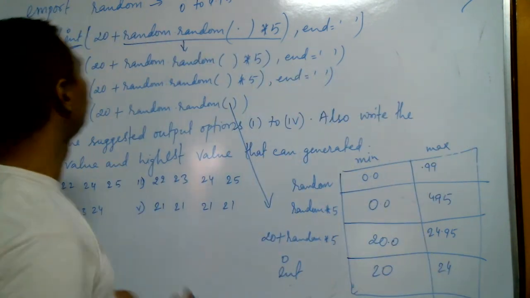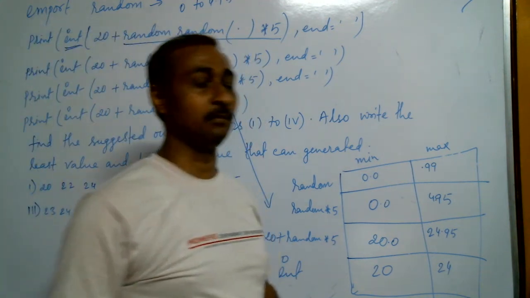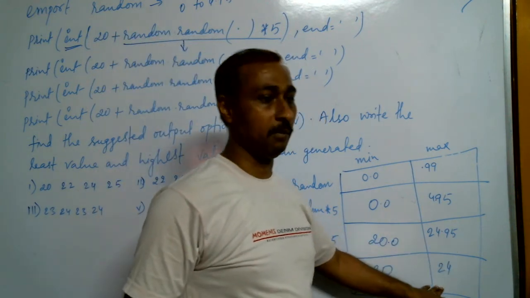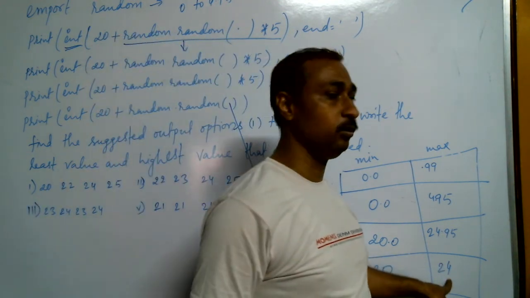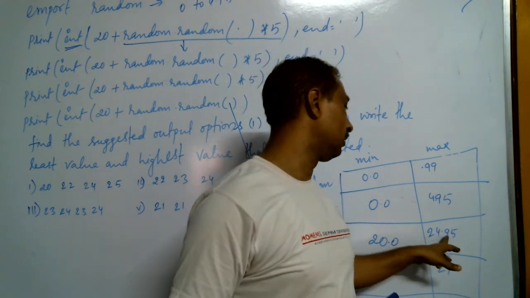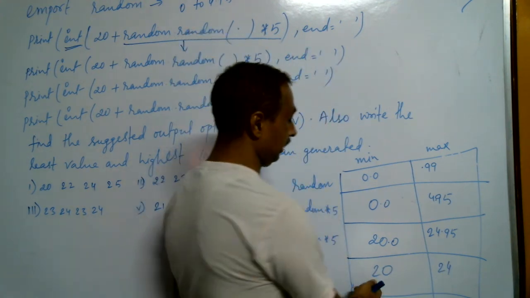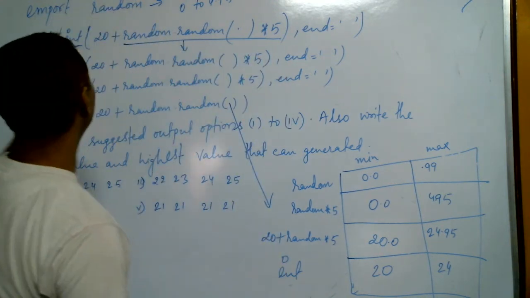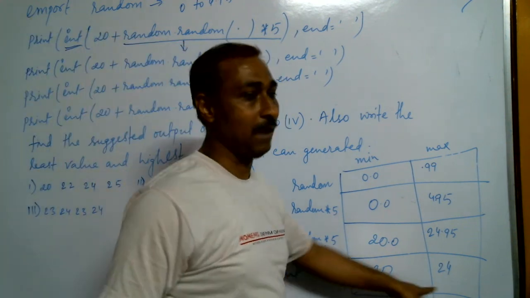If we use the round function of the math module, then it will round up this number to 25. But the int function only takes the integer value from floating point numbers. So the integer value, before the point, only 24 is there, so the minimum value is 20 and the maximum value is 24. The value returned till int is minimum 20 and maximum 24.